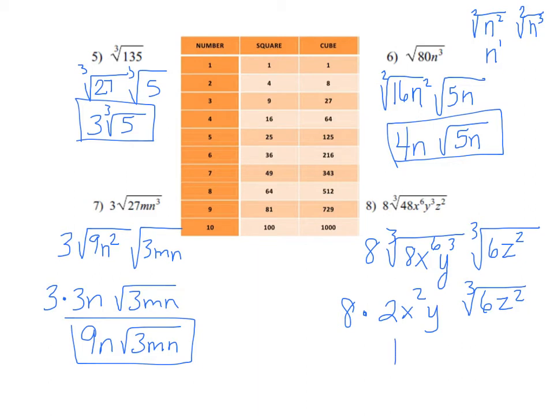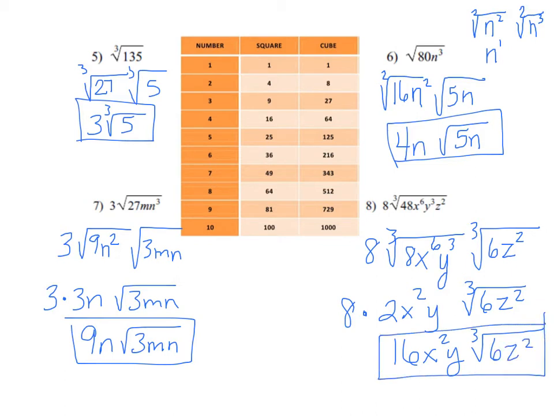So final answer, 16x squared y, cube root of 6z squared. Don't forget to put that little cube on the radical sign as you go.